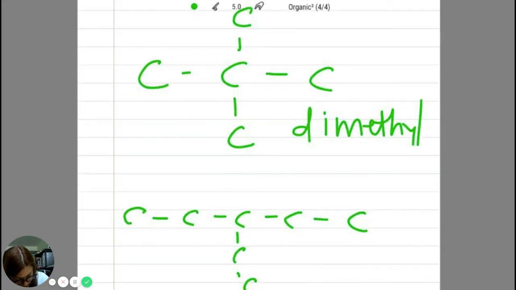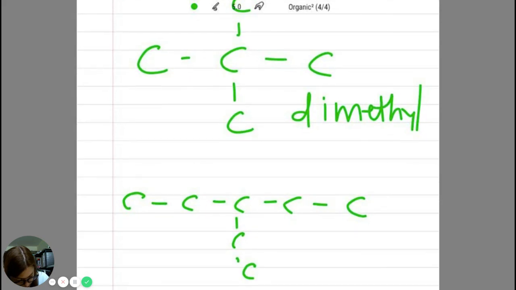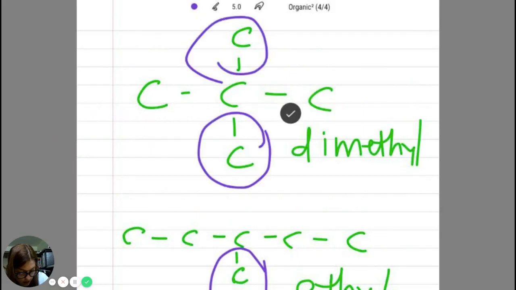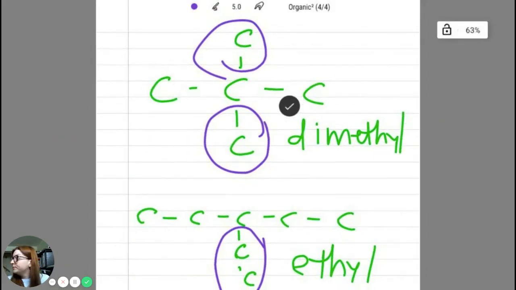That would be different from having 2 carbons like that. This here would be an ethyl because these 2 carbons make like a baby chain, right? This is a baby chain, and then this is one baby chain, and that's the second baby chain. So it's important to see the difference there. These things are different from each other. This is as hard as it gets. It's just something that you learn by practice.